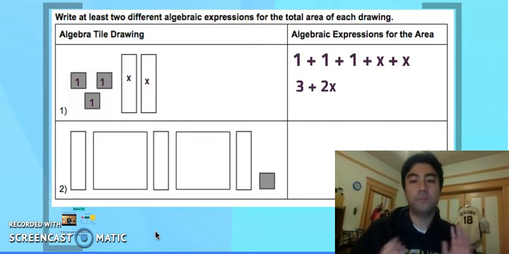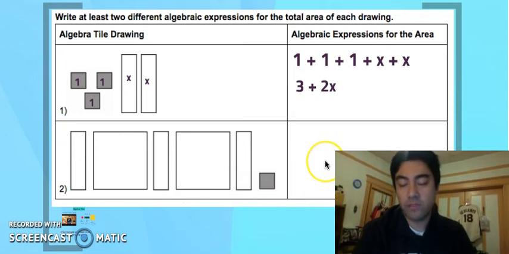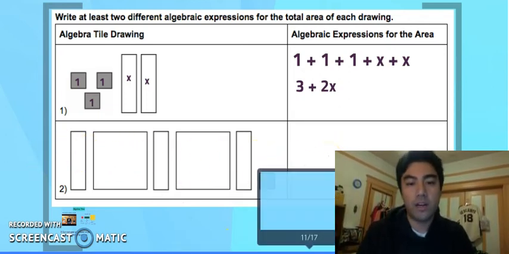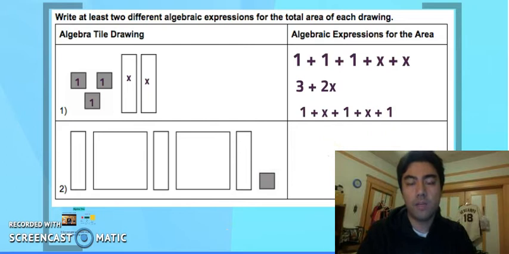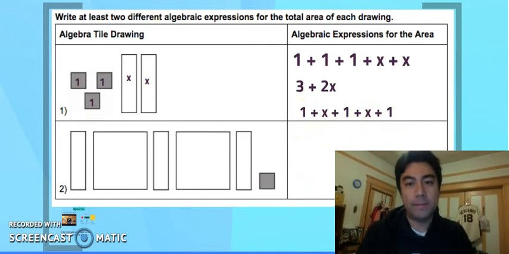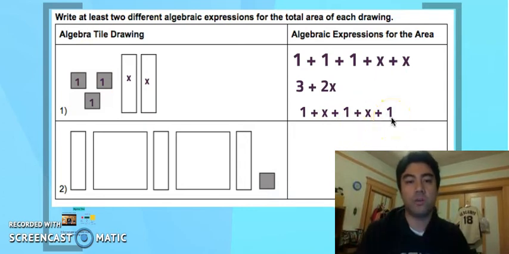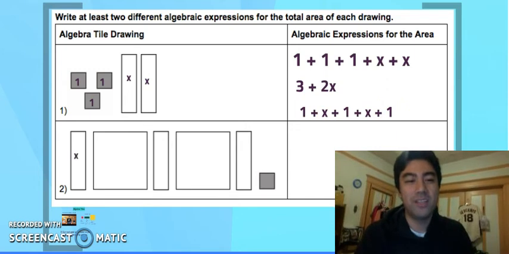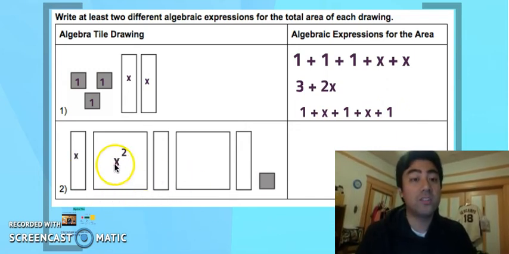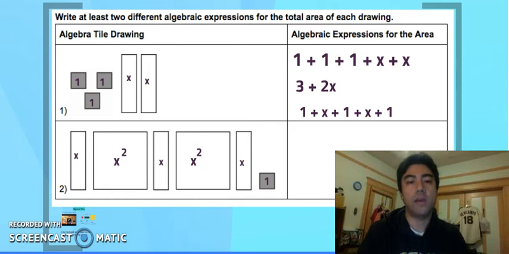Okay, so let's go ahead and figure out the expression for number 2. Again, we need the area of this, so oh, I forgot to show you that this was another way to answer number 1, okay? And again, it doesn't matter the order because when we're talking about addition, you can change the order around. Anyway, let's talk about number 2. So this is an X tile. This is an X squared tile. This is an X tile right here. This is another X squared tile, an X tile, and a 1 tile, okay?